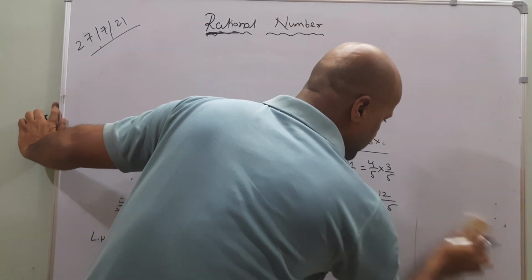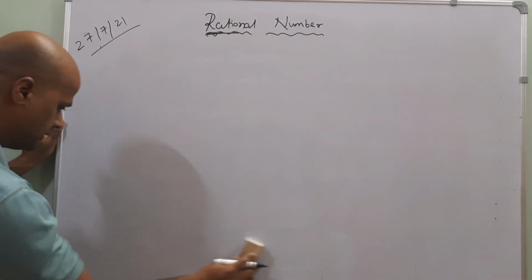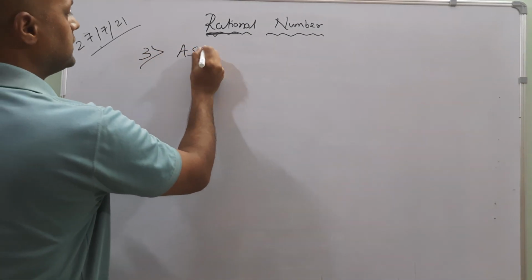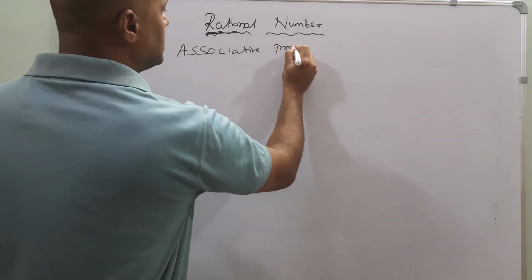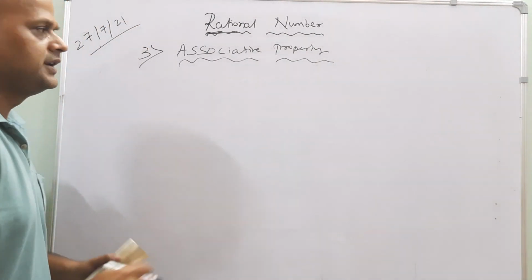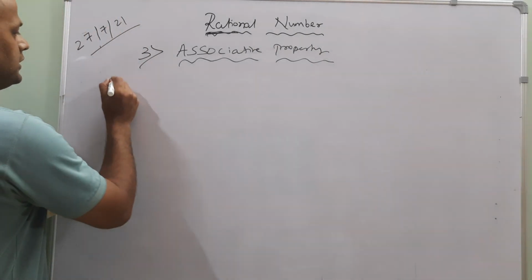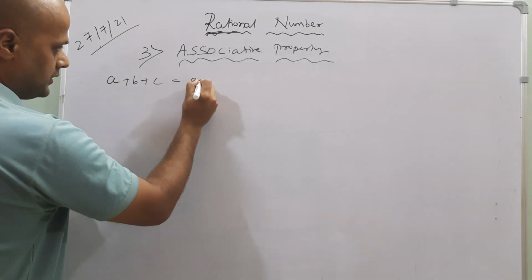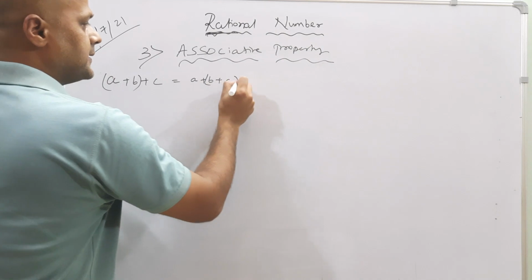What is the third one? The third property is called the associative property. What is the associative property? Okay, here we have to take three rational numbers. Okay, let's check one by one. A plus B plus C is equal to A plus B plus C in case of addition, like this.